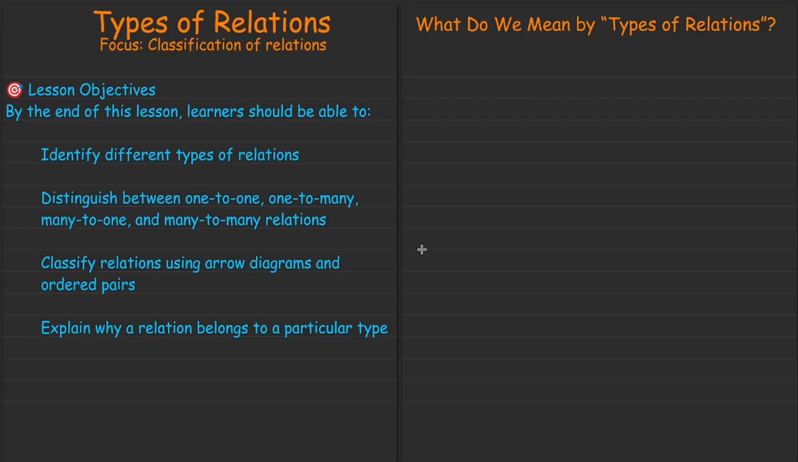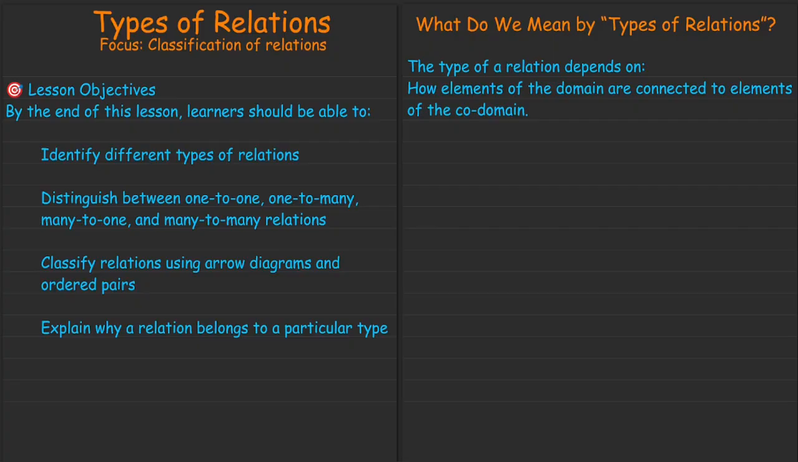So to start off, what do we mean by the types of relations, or what brings about the various types of relation? How the elements of the domain are connected to elements of the codomain bring about the types of relations. Based on that, we would focus on how many arrows. Is there just one arrow linking one element in the domain to the other, or are there many of them? And then we would also look at the direction of the mapping.